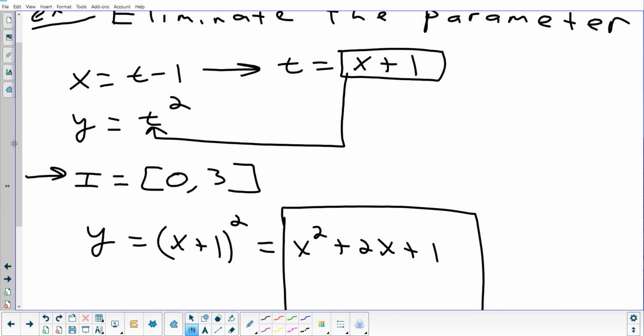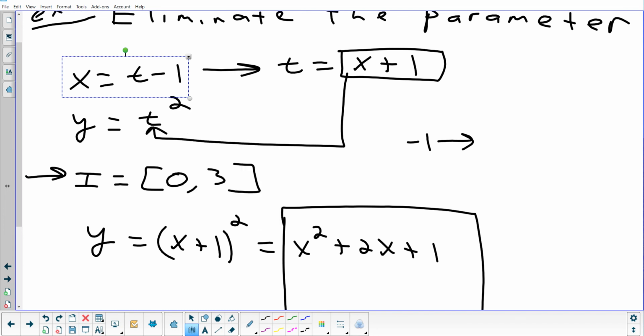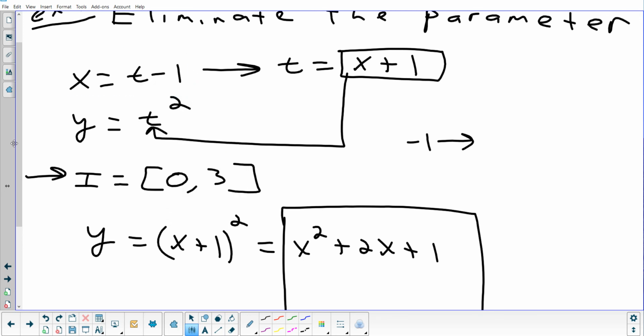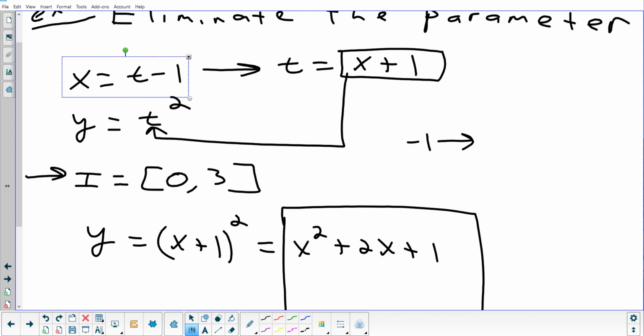If you plug in 0 for t, what do you get for a starting x value? -1. And if you plug in 3 for t, what do you get for an ending x value? What do you get? 2. 3 minus 1. Any question on why it's 2? There are a couple different answers there. We're just getting the starting and ending x value. So the starting x value is -1, and the ending x value is +2.